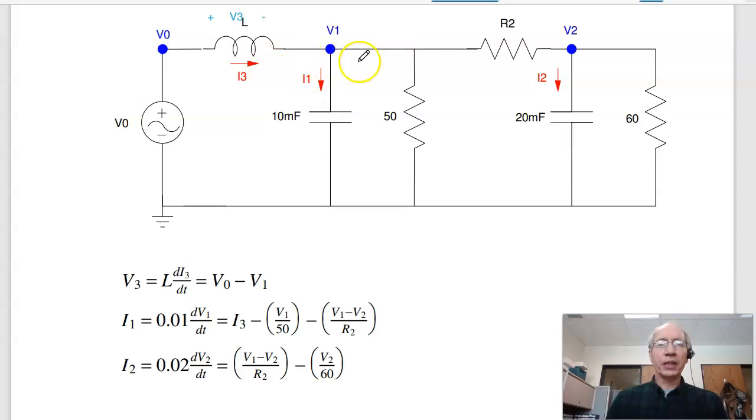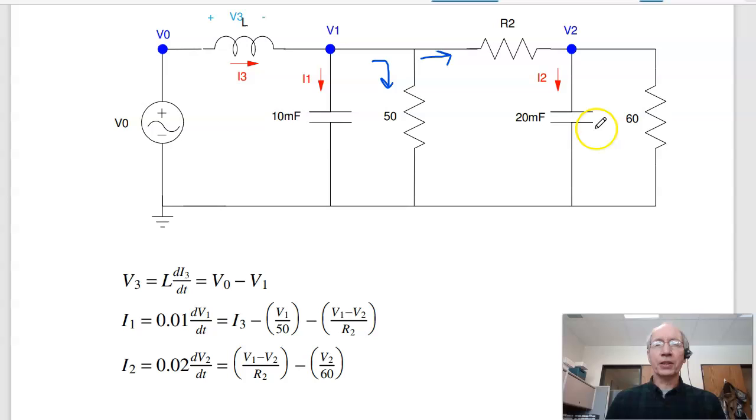I1 is I3 minus this current minus that current. All the excess current has to be I1, or current in equals current out, conservation of current. That says that I1, which is C dV/dt, 0.01 times the derivative of V1, is I3 minus V1 over 50 minus (V1 minus V2) over R2.